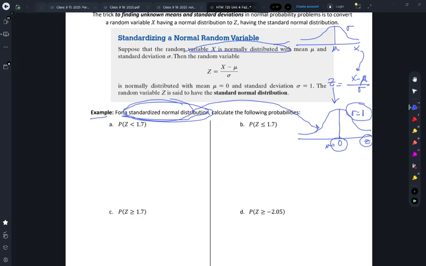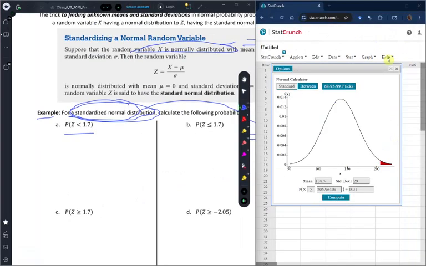We have to calculate the following probabilities. I'm going to split my screen at this point. So let me do this, and we have that piece.